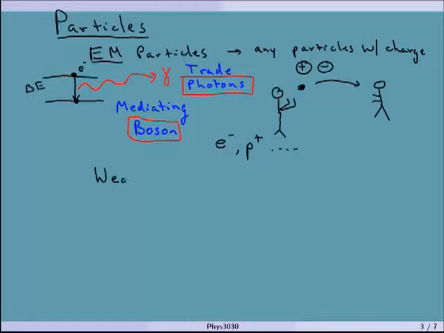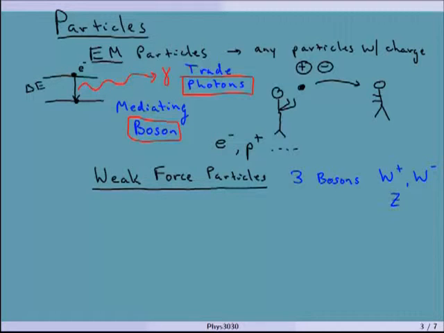Okay, and then there is the weak force. Okay, and the weak force particles. There are actually 3 mediating bosons, and they're called the W and Z particles. And there's 3 of them because there's a W plus, a W minus, and a Z naught, which has no charge, so it doesn't take part in the electromagnetic interaction, right? But since both of the W's have charge, they both take part in the electromagnetic interaction as well.